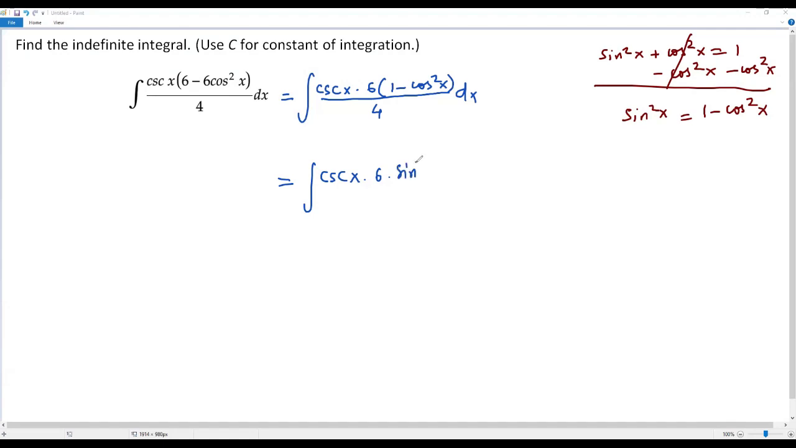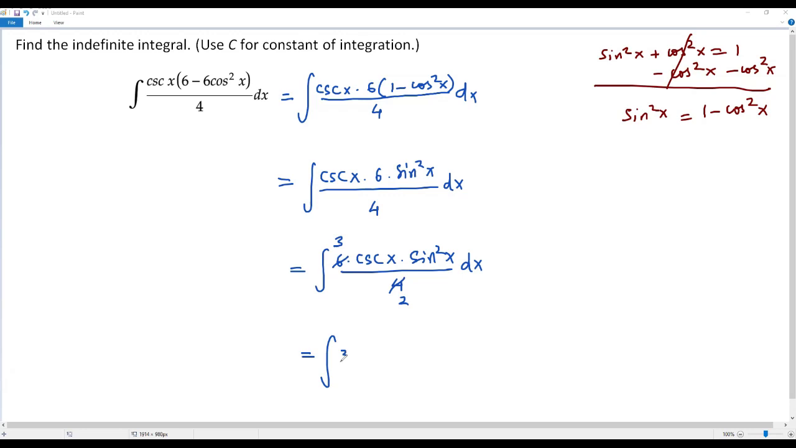Let me continue over here. So for this one we can write sine squared x over 4 times dx. Now we can write this 6 in front of everything. Then I'm getting 6 times cosecant x times sine squared x, all divided by 4, times dx. Now we can simplify this 6 and 4. The greatest common divisor of 6 and 4 is 2. 2 goes into 6 3 times and 2 goes into 4 2 times. So now we can write this as 3 over 2 times cosecant x times sine squared x dx.